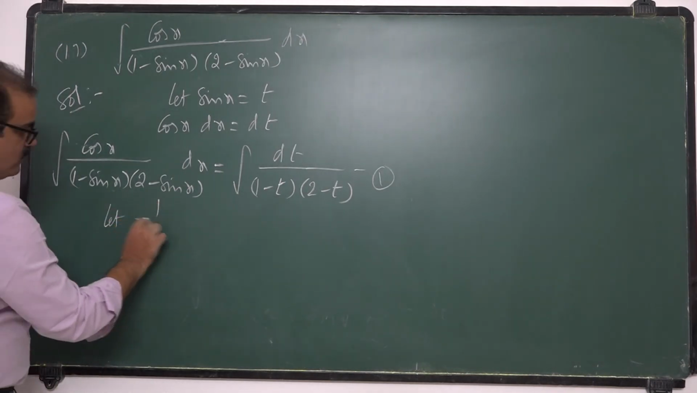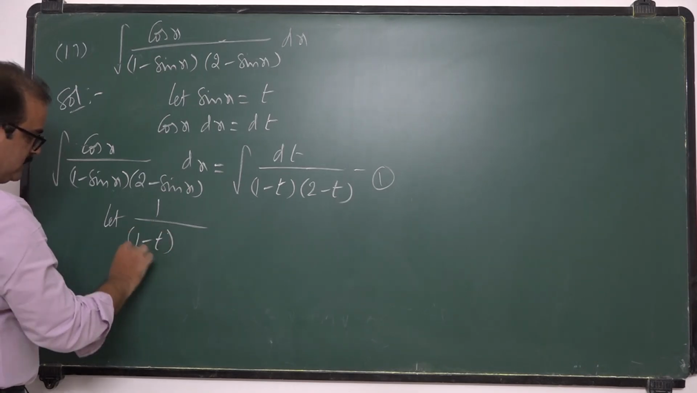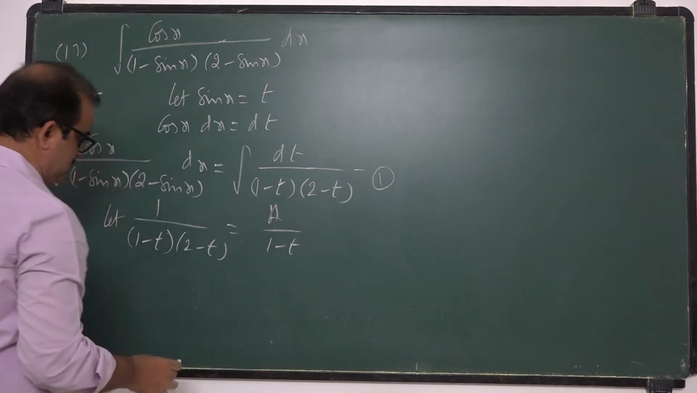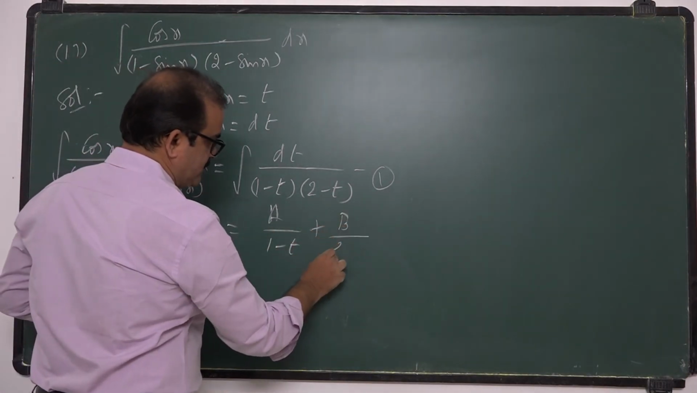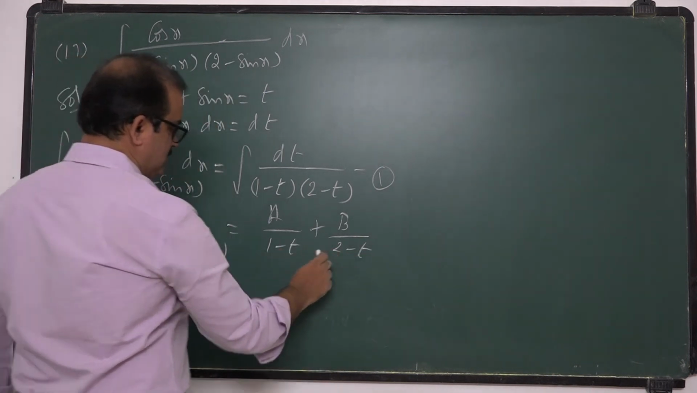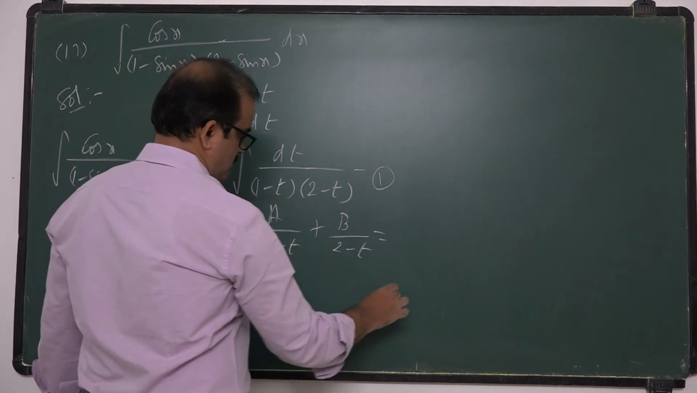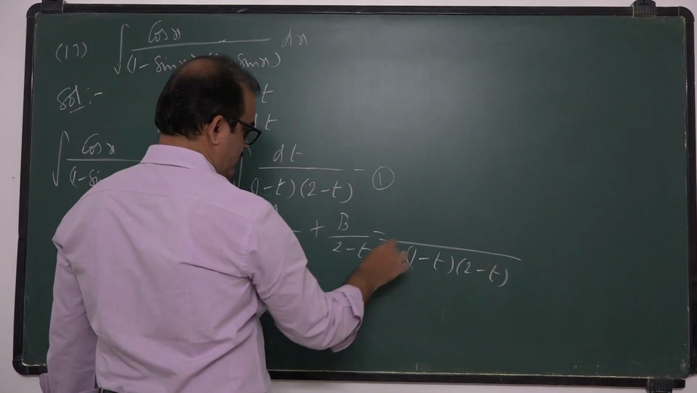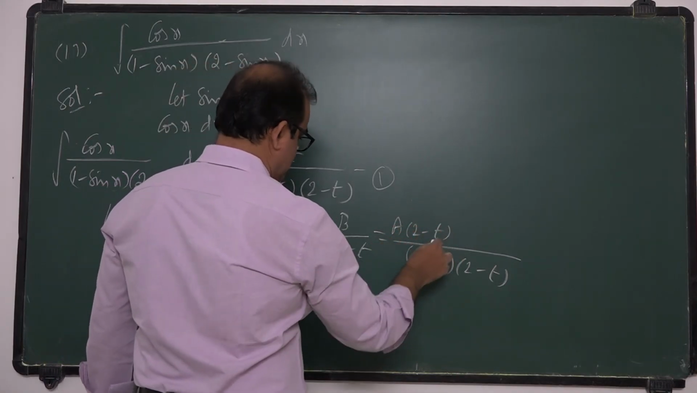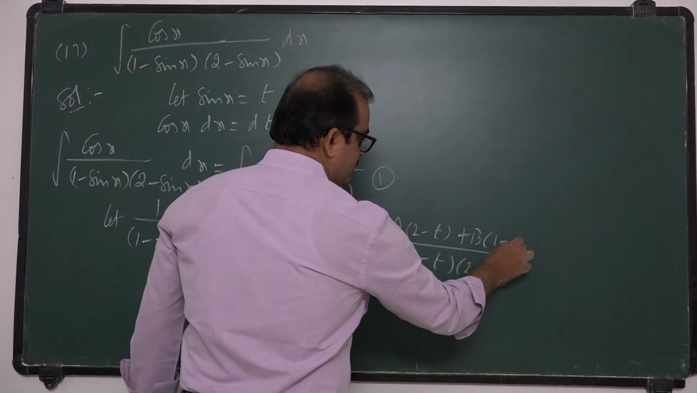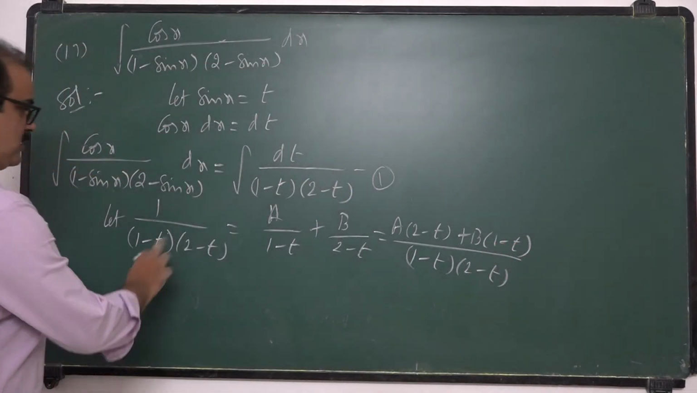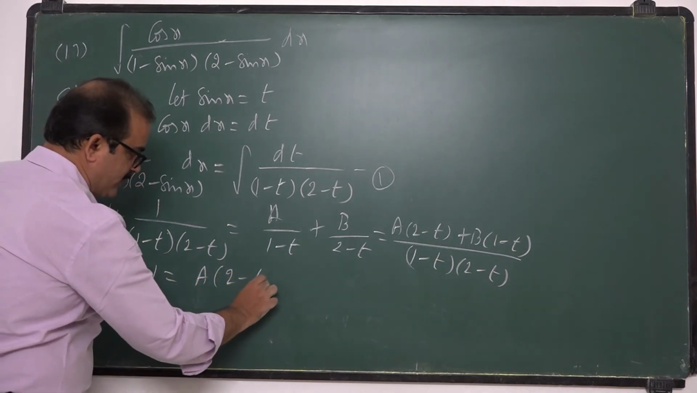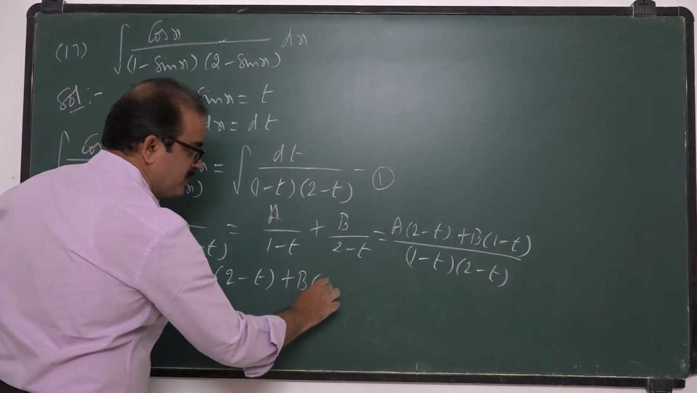Let 1 by 1 minus t into 2 minus t is equal to a by 1 minus t plus b by 2 minus t. What is the LCM of these two? 1 minus t into 2 minus t. In numerator, a into 2 minus t plus b into 1 minus t. Compare the numerators. 1 is equal to a into 2 minus t plus b into 1 minus t.